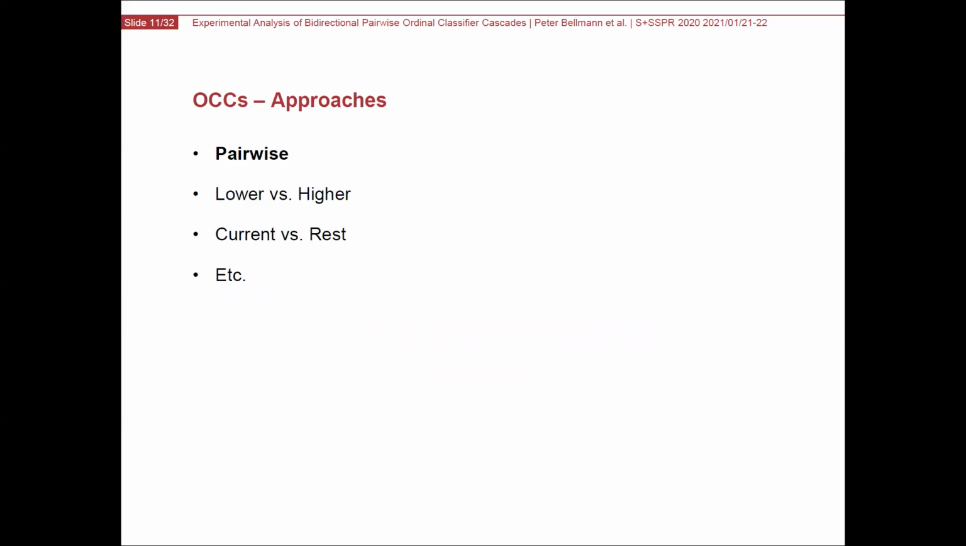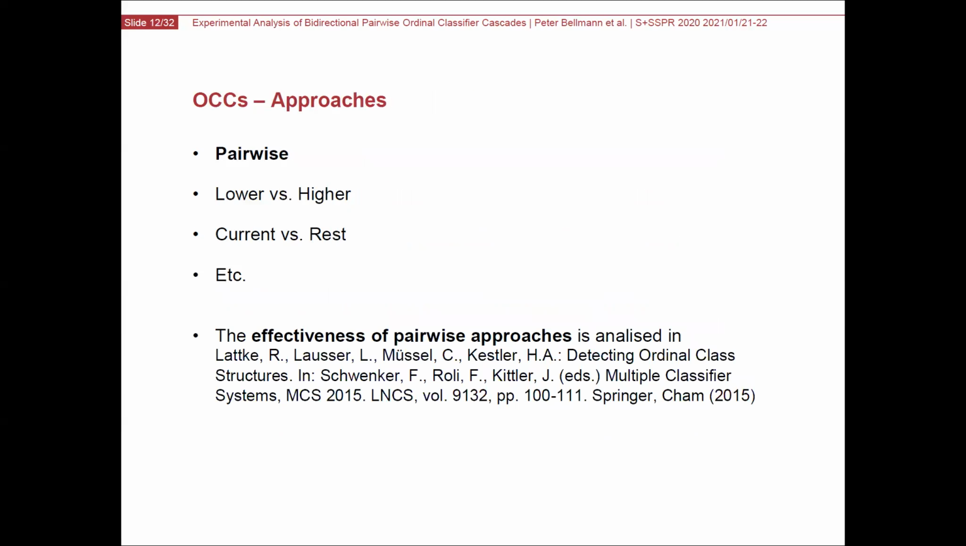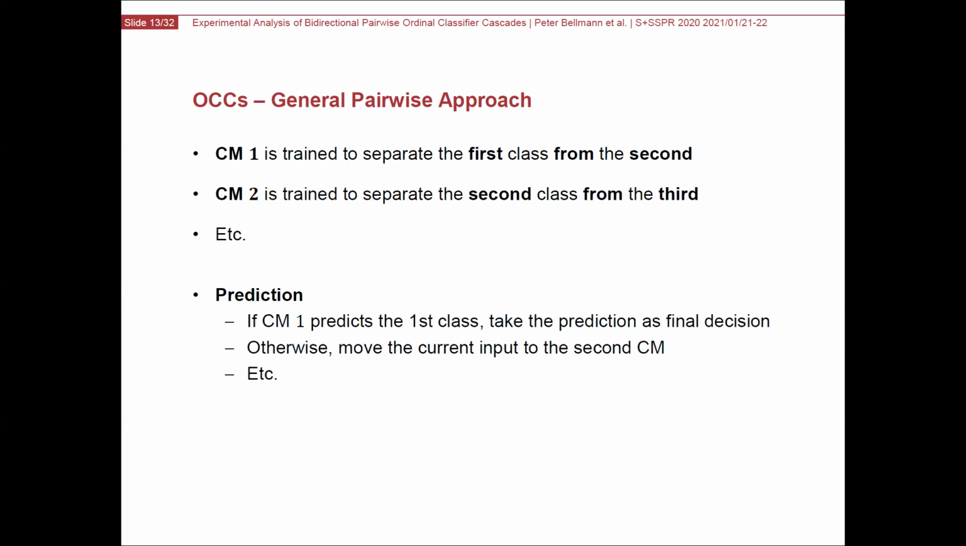In the current work, we focus on so-called pairwise OCC architectures. Note that pairwise OCCs usually outperform the non-pairwise approaches, which is analyzed in the paper Detecting Ordinal Class Structures. In the general pairwise OCC approach, each sequence member is trained in combination with two neighboring classes. Classification model 1 is trained to separate the first class from the second class. Classification model 2 is trained to separate the second class from the third class, and so on.